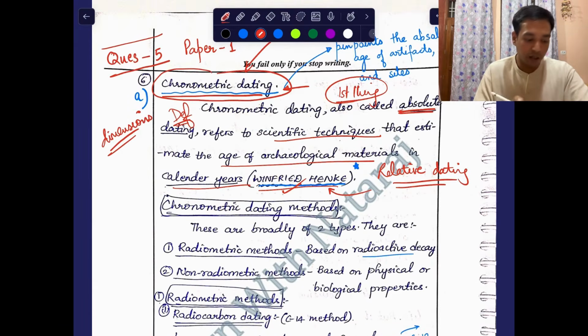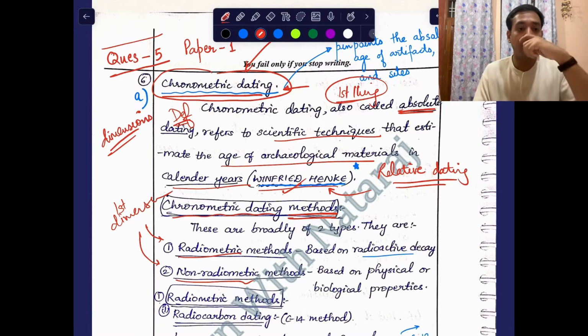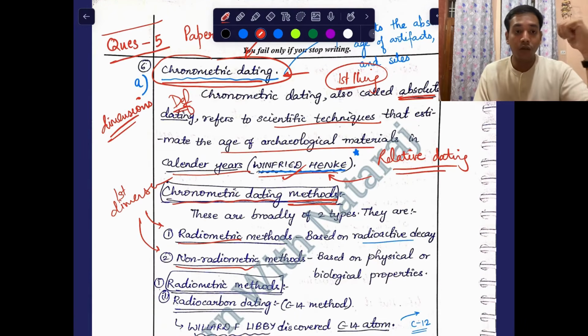Then in chronometric dating, the first dimension we can open up is the methods of chronometric dating. So there are basically two types of methods. One is radiometric, another is non-radiometric. So what are radiometric dating methods? They are based on radioactive decay.